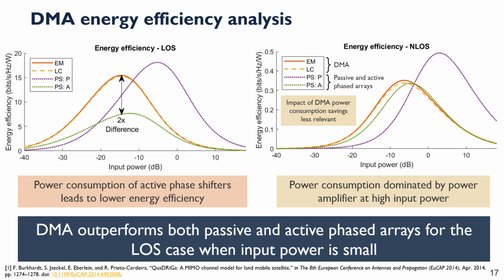Now for the non-line of sight case, however, where there's no direct path between the transmitter and the receiver, it turns out that the DMA and the active phased array actually have very comparable performance. And so the DMA power consumption savings are less relevant in this case due to the higher input power and the power consumption mostly being dominated by the power amplifier at the higher input power. And so we see less of those power consumption savings due to the DMA. Therefore, the DMA outperforms both the passive and the active phased array for the line of sight case, as long as the input power is somewhat small, such that we can see the impact of the DMA power consumption savings.